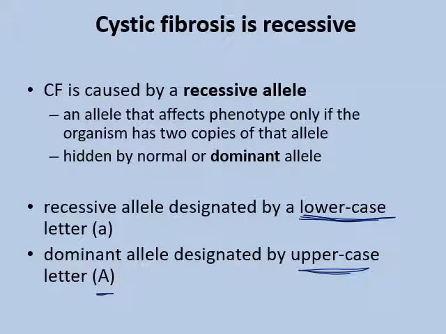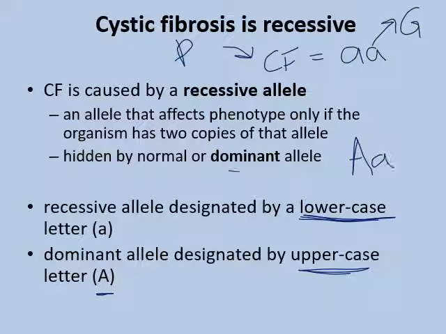A recessive allele is just an allele that affects the phenotype only if the organism has two copies of that, okay? So since cystic fibrosis is caused by the recessive, we would have to have two little a's in order to show cystic fibrosis. So remember, this is our phenotype, this is our genotype, okay? So in order for us to have cystic fibrosis, we've got to have both little a's. So if we have a big A and a little a, it's masked by that dominant allele, which means that we wouldn't have cystic fibrosis.